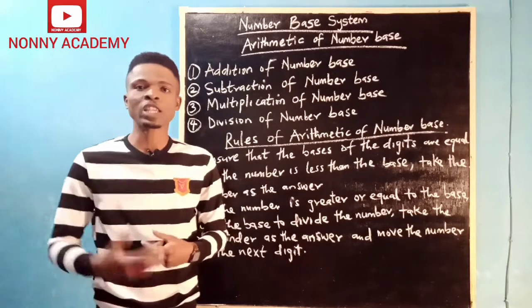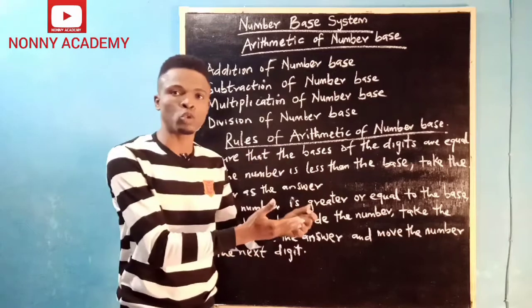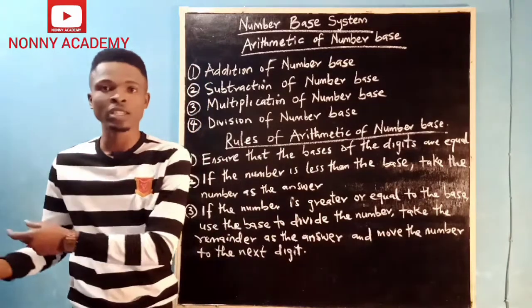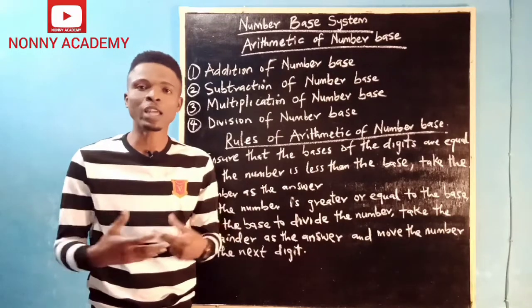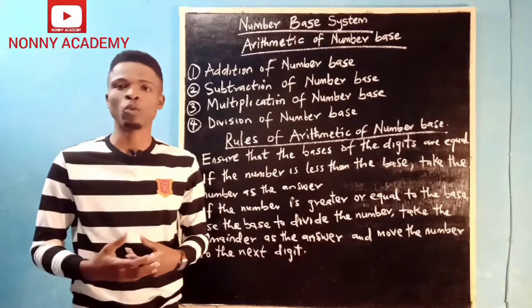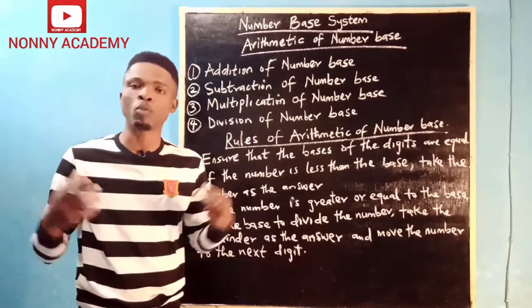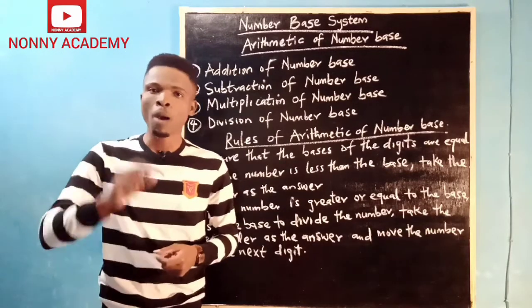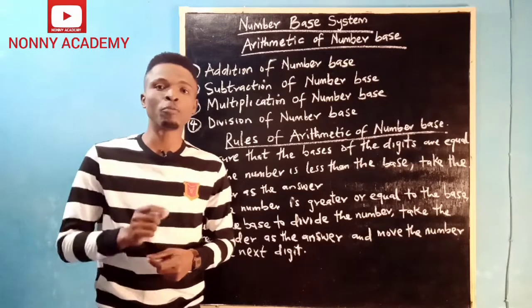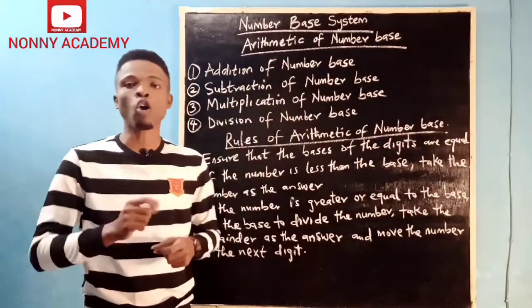That is to say that if the first digit is in base 2 and the second digit is in base 3, that means we cannot solve them together. We cannot add them together. We cannot subtract them together. We cannot divide them together, and we cannot multiply them together. So both digits must be in equal base before we can be able to solve problem regarding arithmetic of number base.